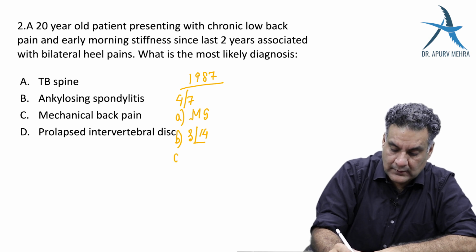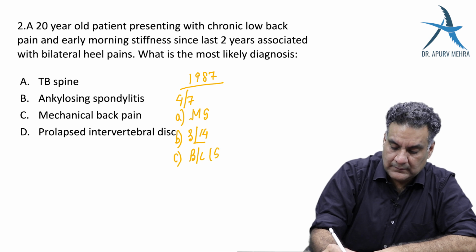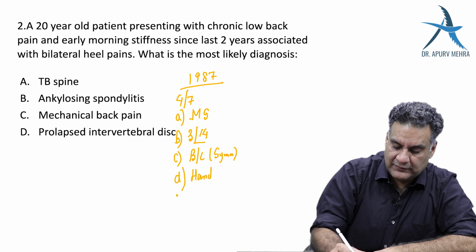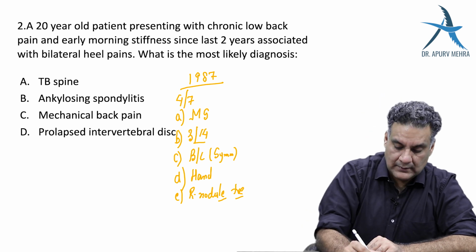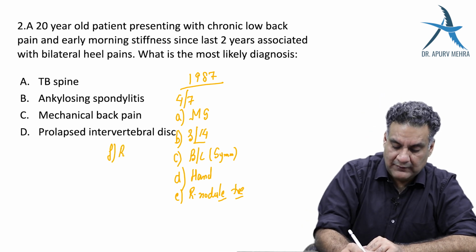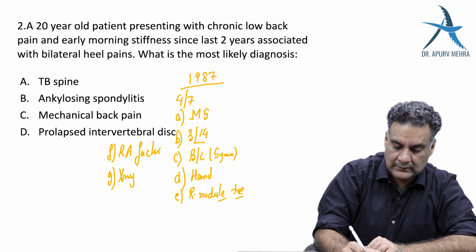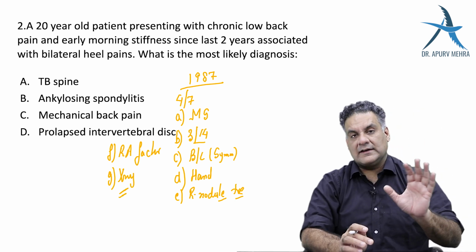Third, bilateral, symmetrical. Fourth, hand involvement. Fifth, rheumatoid nodule positive. This is a diagnostic or pathognomonic point. Sixth, RA factor positive. And seventh, X-ray changes. So the first 5 are clinical points.